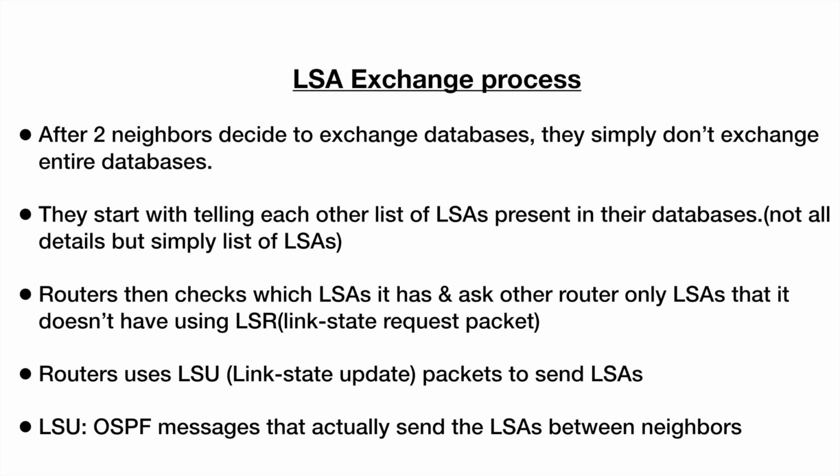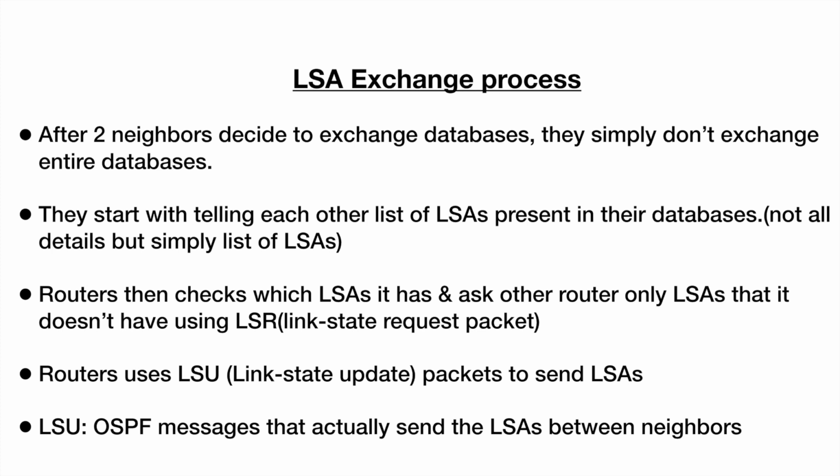The neighboring router receives that, sees what LSAs have been requested, and then sends those LSAs using an LSU, link state update. It puts the LSA inside the LSU and sends that information to the neighbor router. Once the neighbor router receives it, it acknowledges, saying, okay, I have received it. That's how OSPF routers end up with the exact same copy of the LSDB.